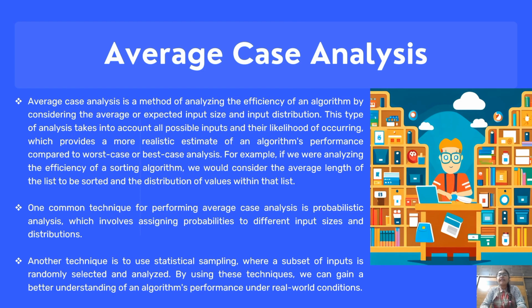For example, if we are analyzing the efficiency of a sorting algorithm, we would consider the average length of the list to be sorted and the distribution of values within that list. One common technique for performing average case analysis is probabilistic analysis, which involves assigning probabilities to different input sizes and distributions. Another technique is to use statistical sampling, where a subset of inputs is randomly selected and analyzed. By using these techniques, we can gain a better understanding of an algorithm's performance under real world considerations.